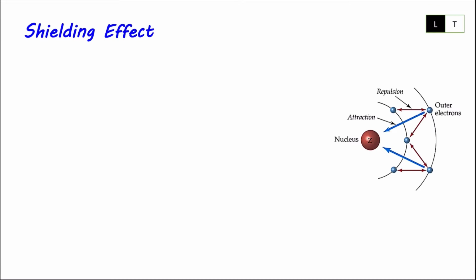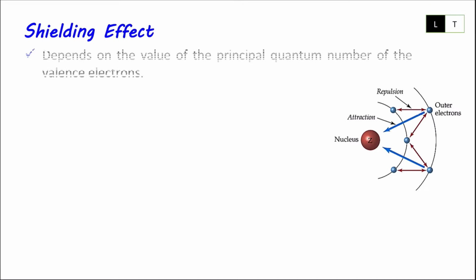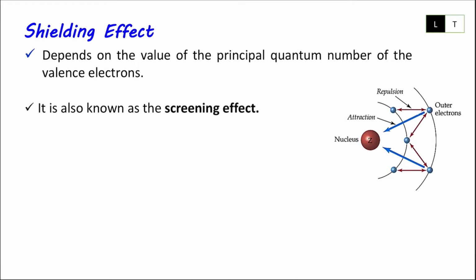In this video, we are going to cover the second factor affecting the atomic radius, which is shielding effect. Shielding effect depends on the value of the principal quantum number. This is only for valence electrons, where we know that another name for shielding effect is screening effect. So how does screening effect happen in an atom?